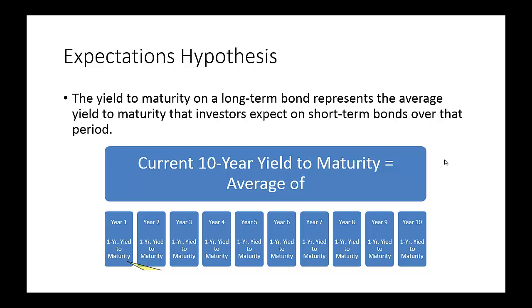Here's a way to think of it graphically. Whatever the yield to maturity on a 10-year bond is right now, that's going to be the average of what we think the yield to maturity will be on a 1-year bond over each of the next 10 years. Let me give you an even clearer demonstration of this.